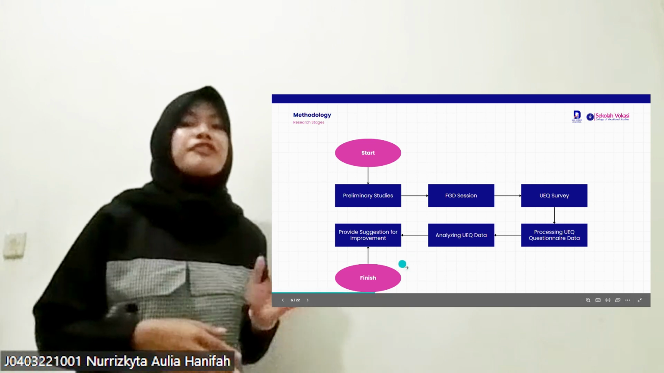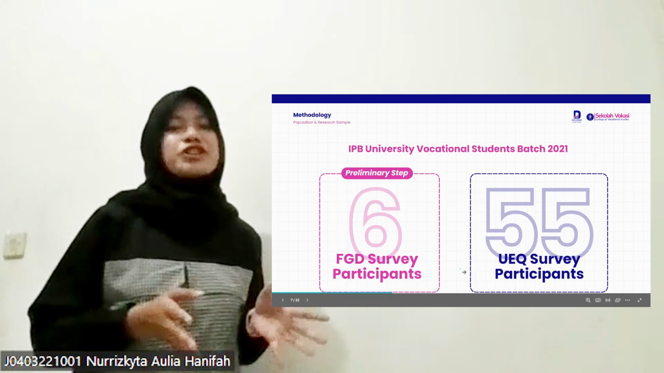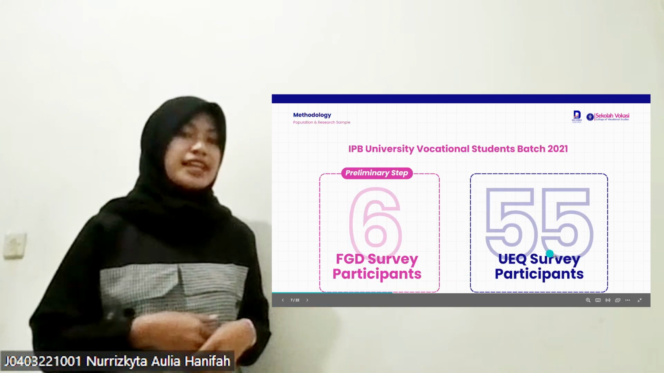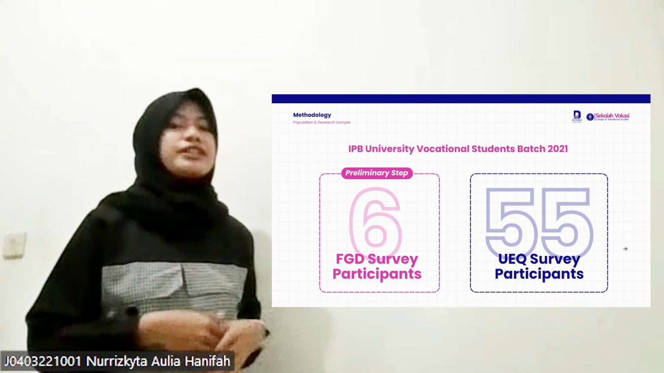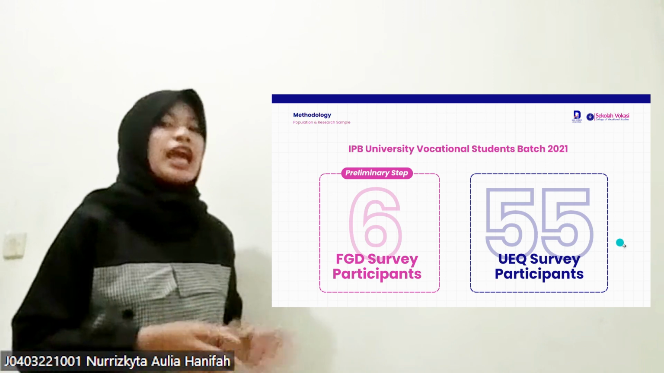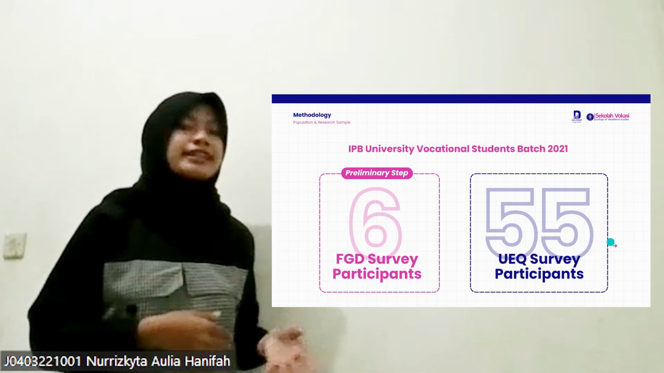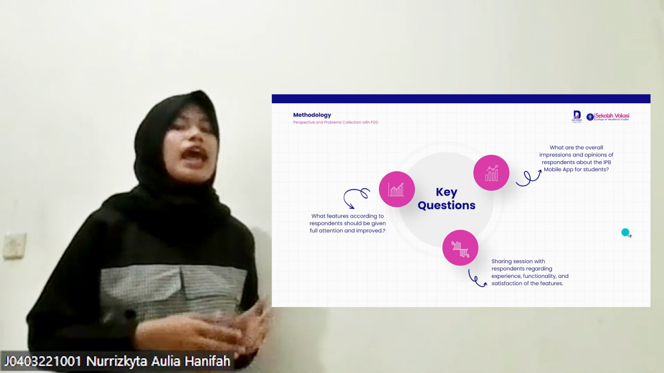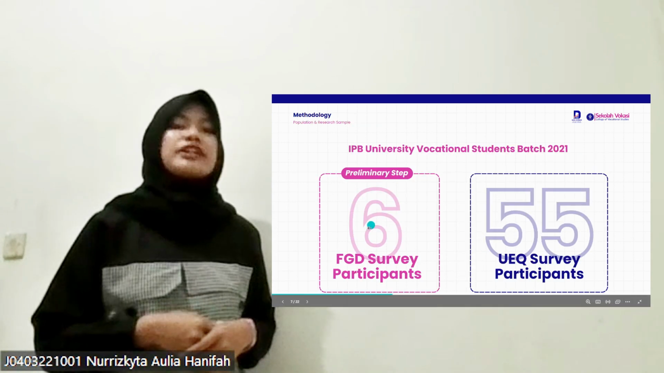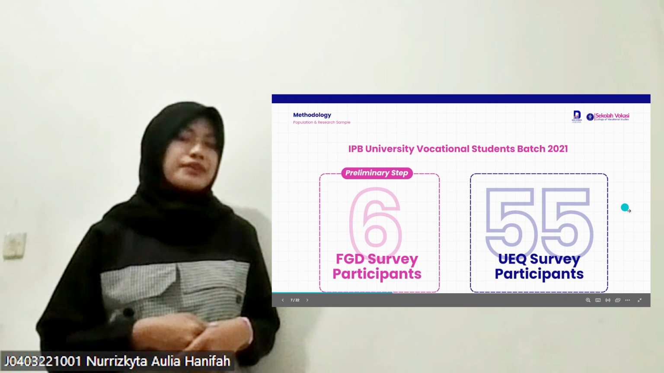This study involved 55 participants from vocational students at IPB University in 2021. Purposive sampling was used for diverse representation. Focus group discussions were conducted with 6 students, gathering qualitative insights. This provided a strong base for the quantitative UEQ survey.